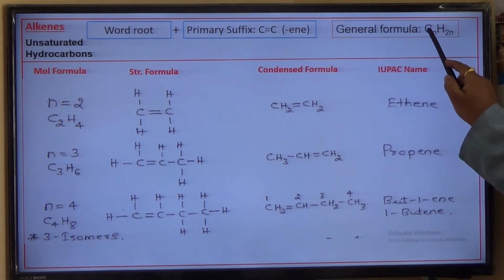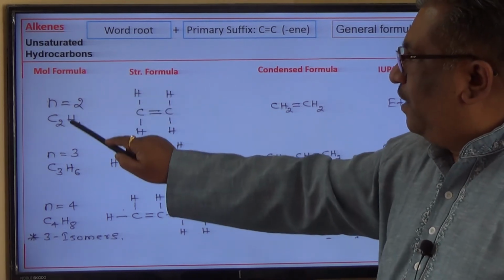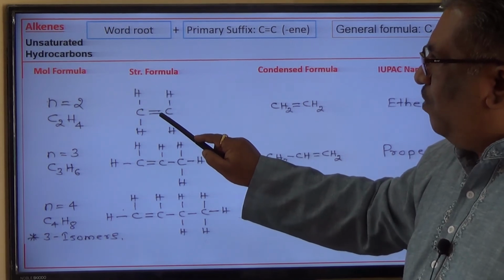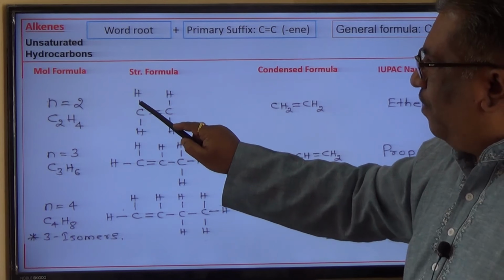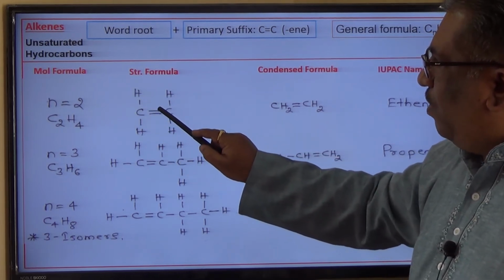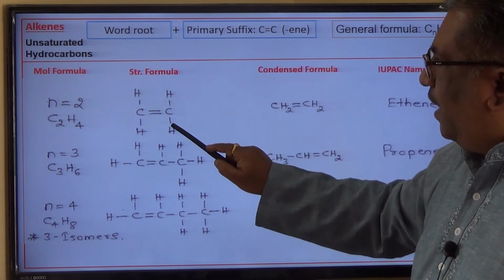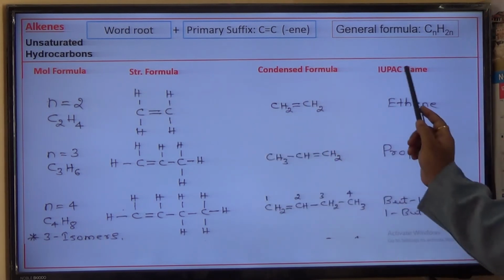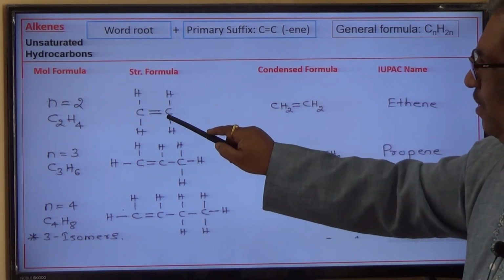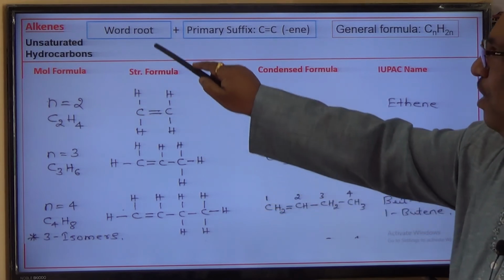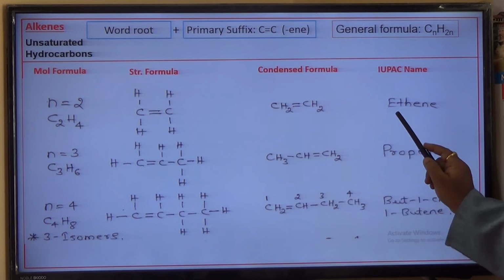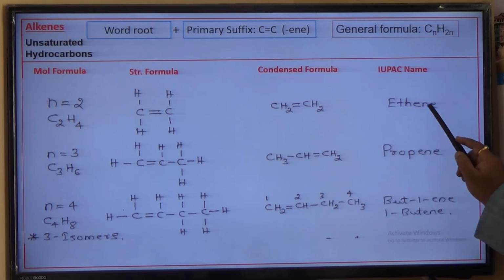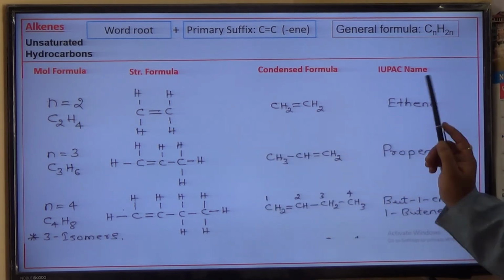C2H2 into 2, 4. C2H4. C2H4 is the molecular formula. Structural formula: carbon, carbon, double bond. Count the valencies: 1, 2, 3, 4. Hydrogen, hydrogen. This carbon atom: 1, 2, 3, 4. Hydrogen, hydrogen. Condensed formula: CH2 double bond CH2. IUPAC name: this is the longest chain. Number of carbon atoms 2, therefore root word "eth". Primary suffix "-ene". Eth, "-ene", ethene. Therefore, the name of the compound is ethene.